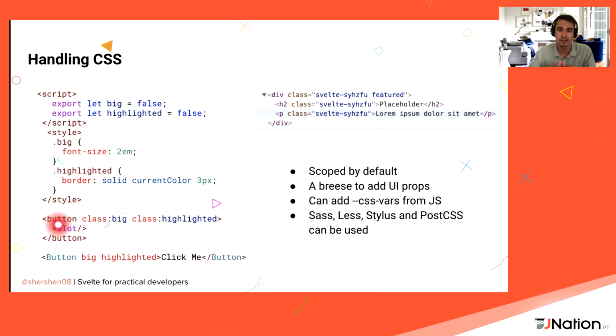Also, you can use CSS variables from JavaScript, and if you fancy preprocessors, by default, Svelte does not have them in this Hello World setup. However, you can attach all of the modern preprocessors quite easily. There are instructions on this in the documentation. It's pretty easy.